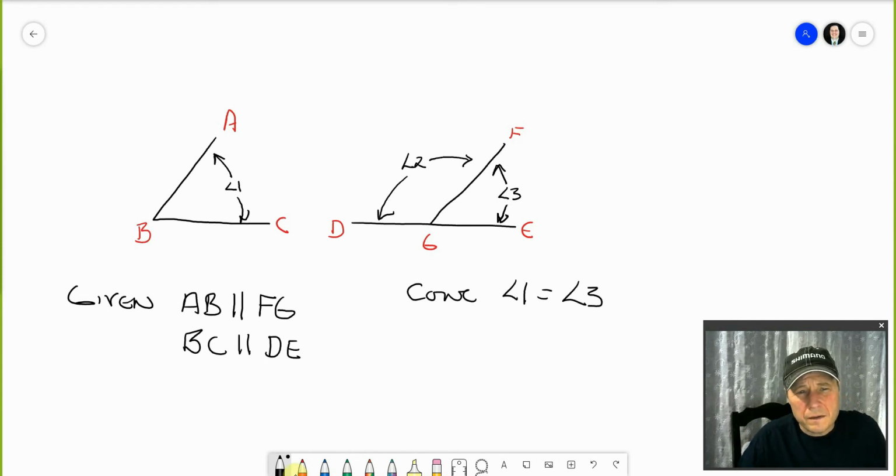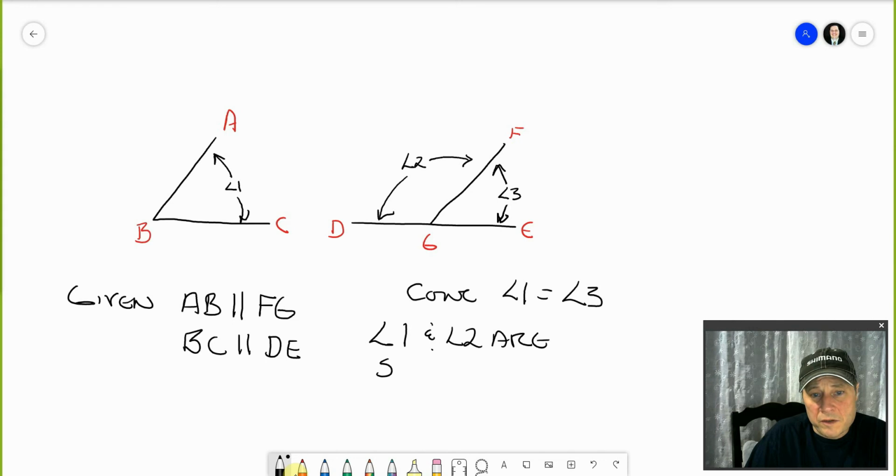Okay, make sure, yeah, conclusion angle 1. Geez, I can barely read. Okay, good. All right, and then angle 1 and angle 2 are supplementary.